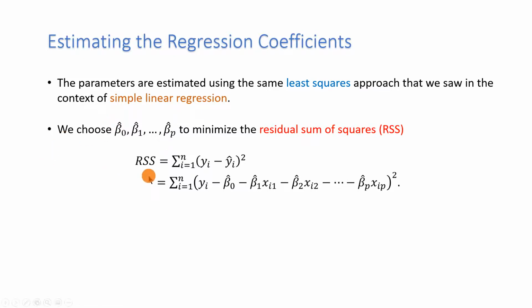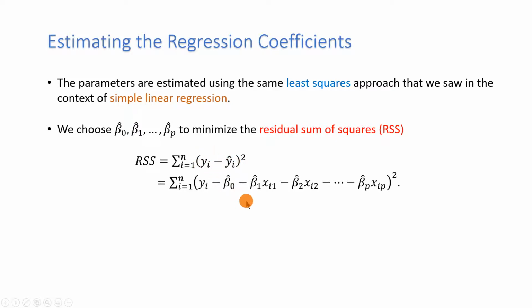And again, the residual sum of squares is simply defined as the summation, i goes from 1 to n, where each term is yi minus yi hat, the fitted value of yi, and taking the square. So each term simply measures how close the estimate of yi is to the truth.